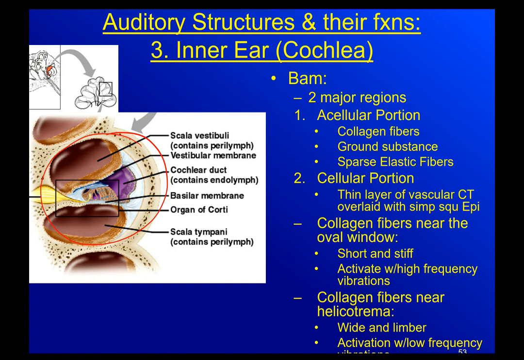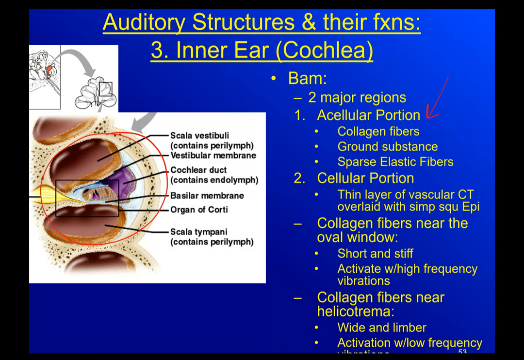Okay. The basilar membrane has two major regions. You have an acellular portion. In other words, it's not made of cells. Acellular, no cells. It's made of collagen fibers, of ground substance, and of sparse elastic fibers. So fibers are not living cells. They're just kind of, well, they're fibers. Elastic fibers have the ability to stretch and bounce back. Collagen fibers tend to be very strong.